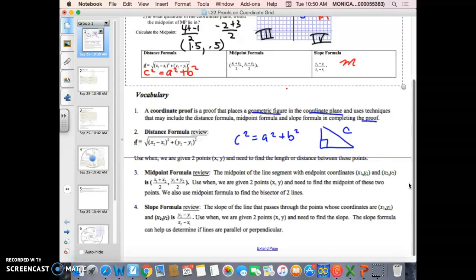Okay, so I'm going to model a couple of problems for you, and then you do have group activity. If you are not working as a part of a group, then you'll have to do the entire thing independently.